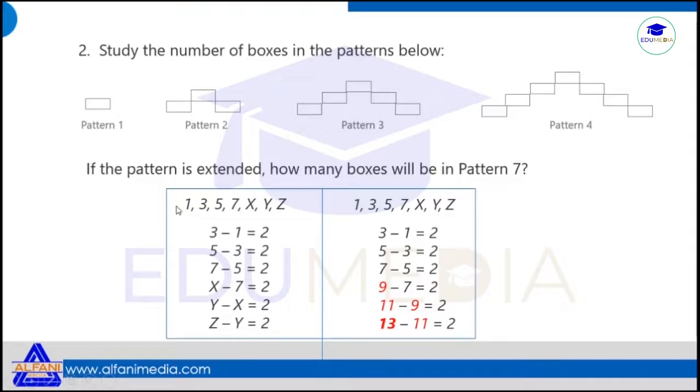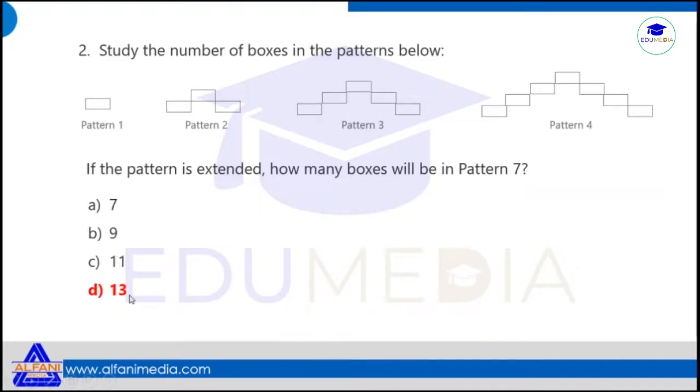So here you take 1, add 2 to it, you get 3. 3, add 2 to it, you get 5. 5, add 2 to it, you get 7. Now 7, you add 2 to it, you get 9. So that is what we had here, 9. When you go the other way, 9, and you subtract 7 from it, you get 2. 9 also, you add 2 to it, you get 11. And the 11 also, you add 2 to it, you get 13. So the 9 here is represented by X, and 11 is represented by Y, and then Z, which is pattern 7, is represented by 13. So the answer here is 13. Alright, so that is it.